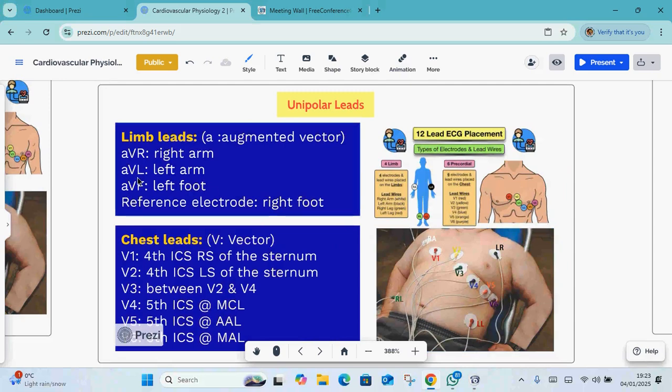They are called aVR, for the right arm, aVL for the left arm, and aVF for the foot. The chest leads are named the same as the electrodes. So when we say lead V1, that means the lead between electrode V1 and RL. Lead V6, the lead between electrode V6 and RL.